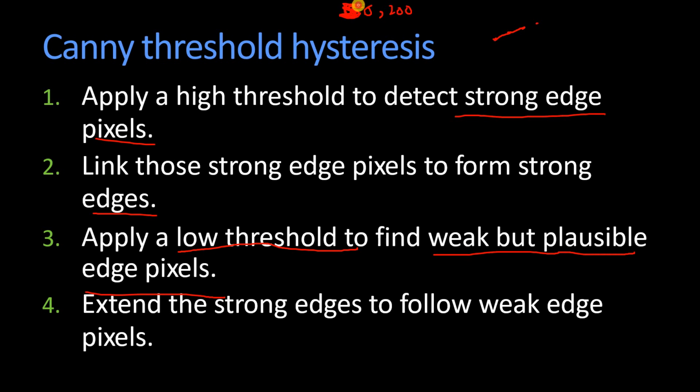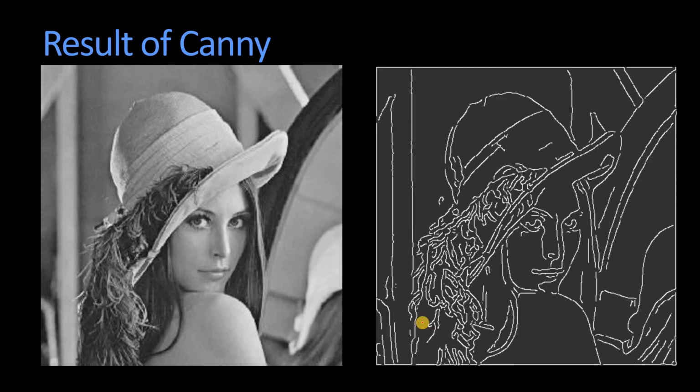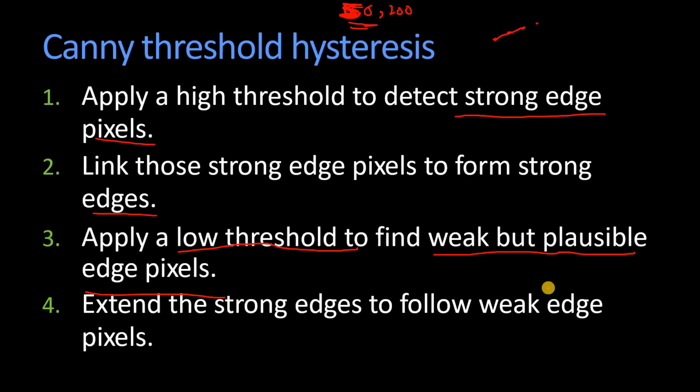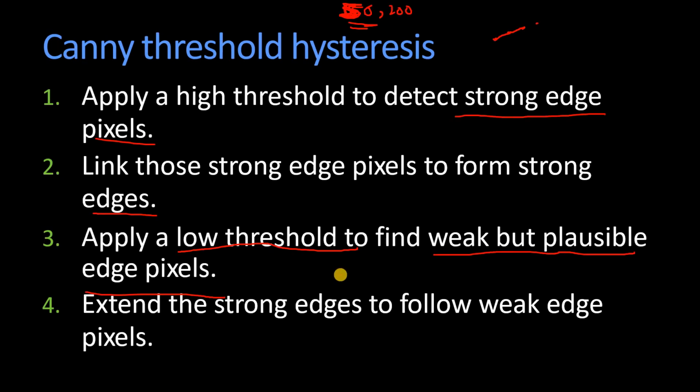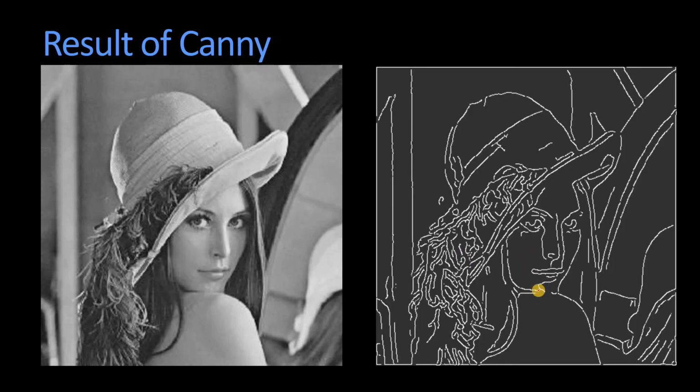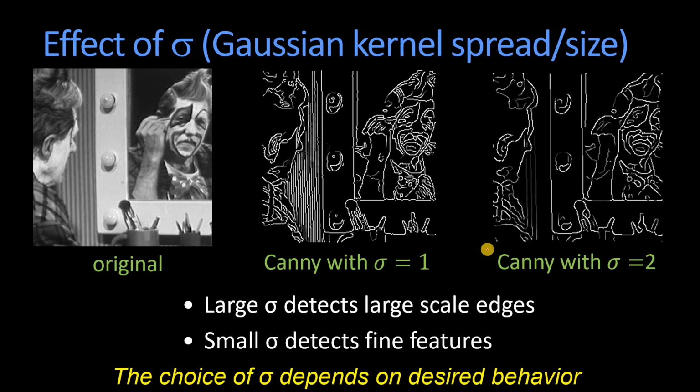So keep the lower threshold value very small. In that case, you can extend the strong edges to the weak edge areas. So here, if you are changing the lower limit, you see there were no pixels. If you change the lower edge limit, you will get some pixels over here. So it's up to you to play with these things.